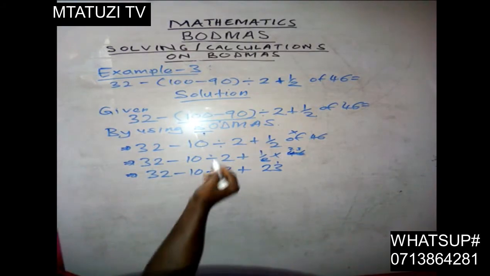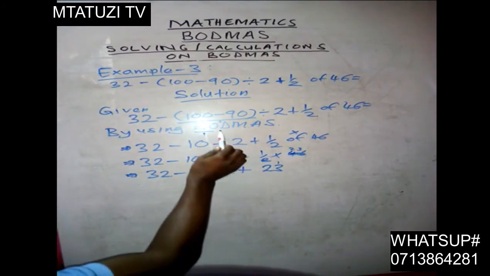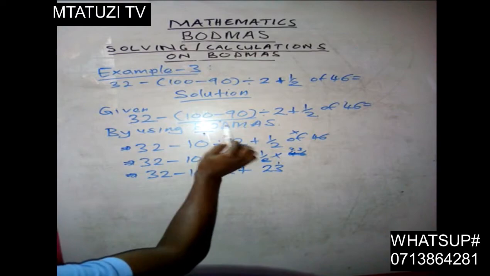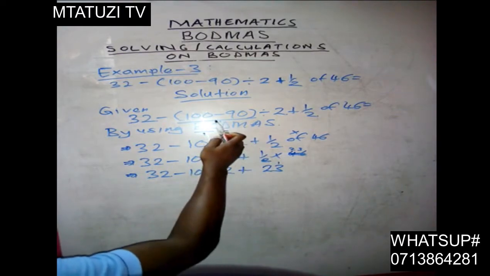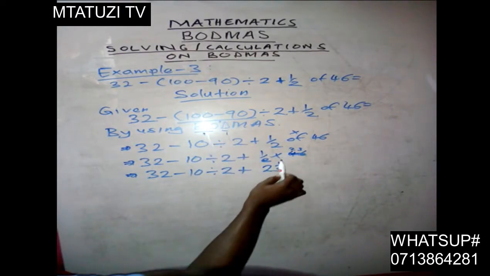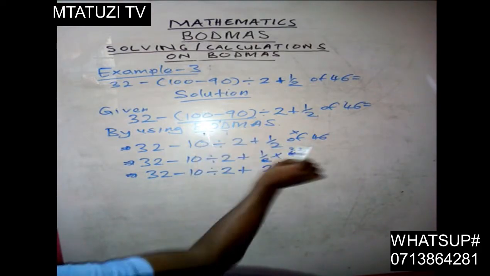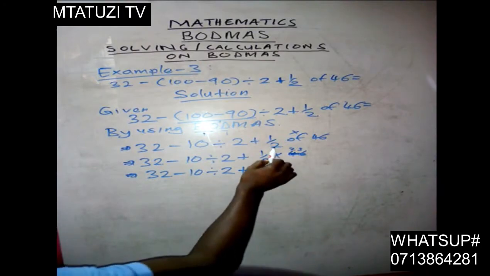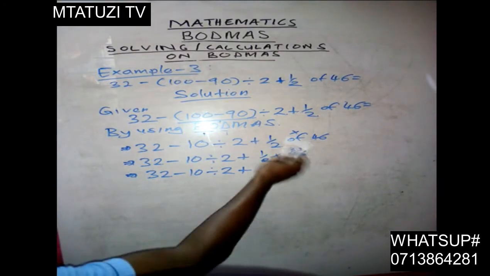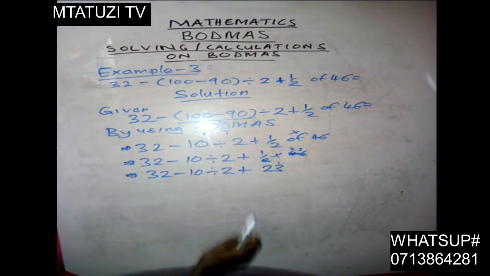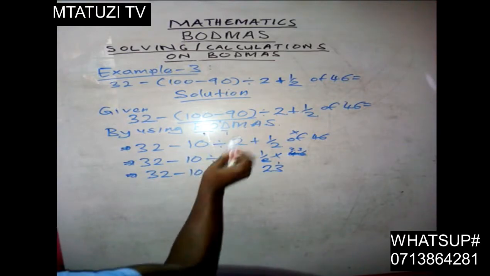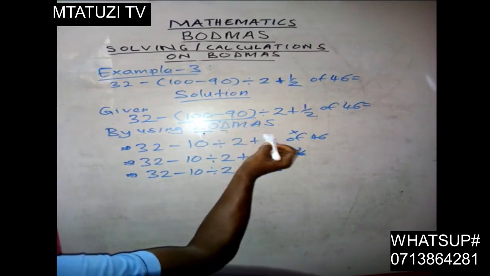Now we continue with another operation, and that is division. This one is number 2. After opening the bracket, we have to deal with the of operation, and we have already dealt with it. Now we are going to deal with division. So division is our operation number 2.